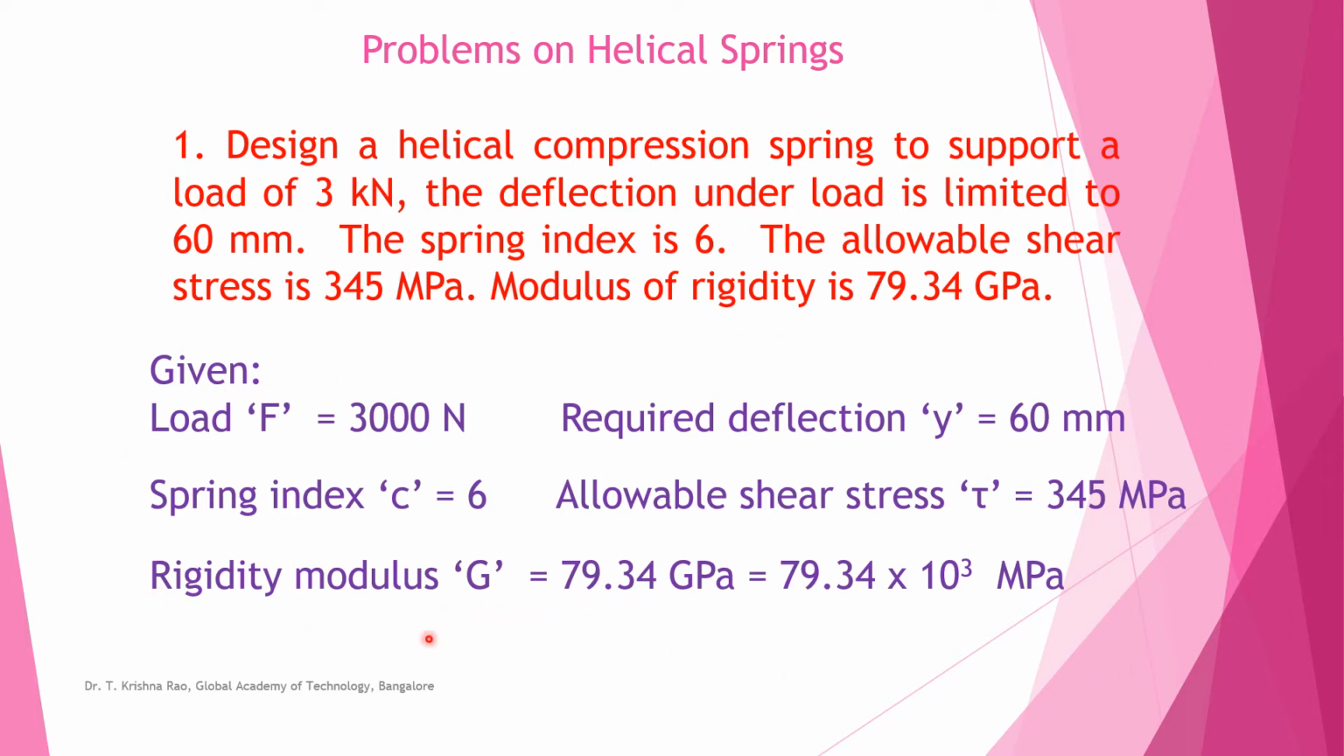First I have done a simple problem in which all the values are given. Design a helical compression spring to support a load of 3 kilonewtons. The deflection under the load is expected to be 60 mm. If I apply 3 kilonewtons here, it should deflect by 60 mm. The spring index is given as 5. The allowable shear stress is directly given as 345, and the rigidity modulus is also given as 79.34. We want these 5 values, which are given directly.